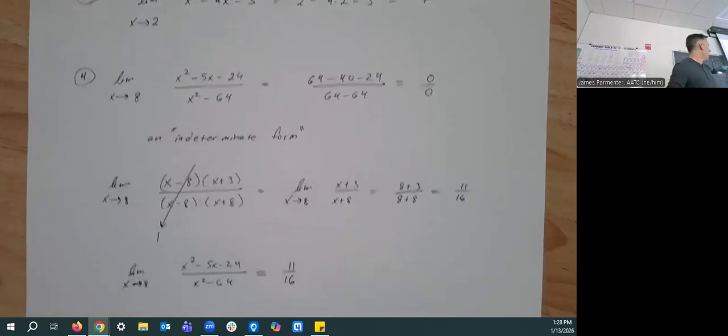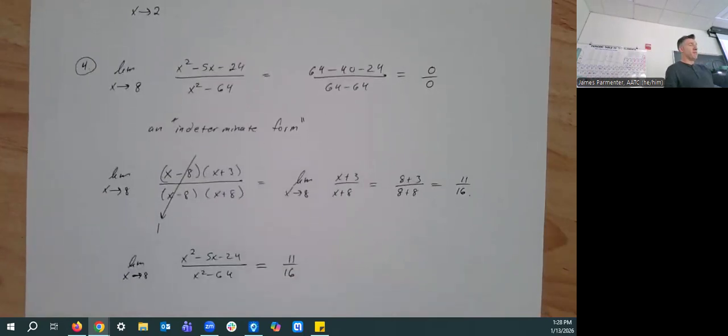That is the math we write. But the meaning is that this function gets close to 11 over 16 as x gets close to 8. That is the meaning behind this expression. This function probably never actually is equal to 11 over 16. That's okay. Not what we're talking about.